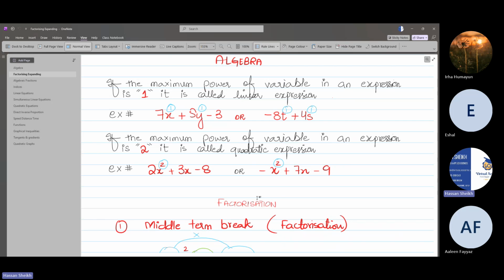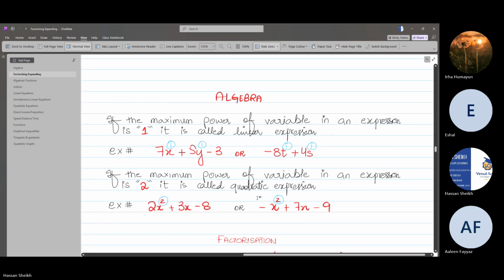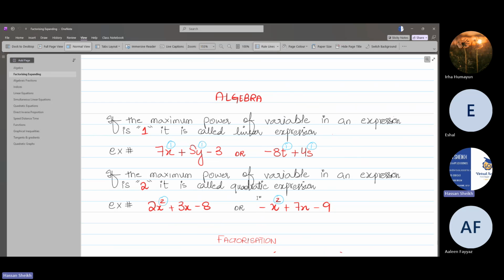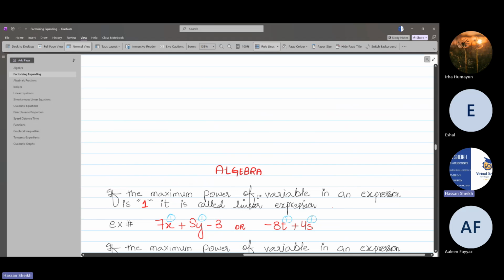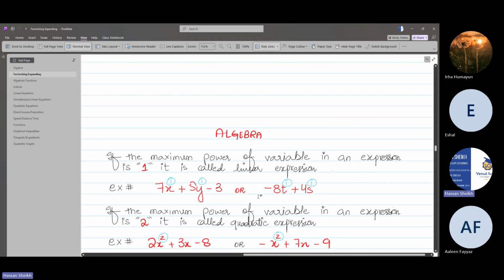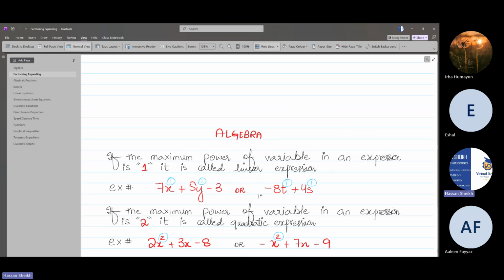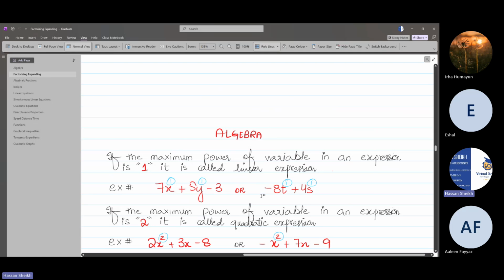Now in algebra we have two things, an expression and an equation. What is an algebraic expression? If there is no equality sign, we call it an algebraic expression. And if there is an equality sign, we call it an algebraic equation. That is the difference between an algebraic expression and an algebraic equation. In an equation, we must have an equality sign, and in an expression, there would be no equality sign.